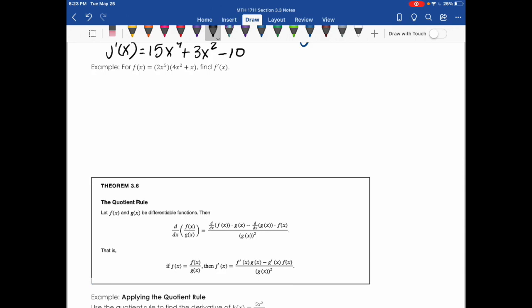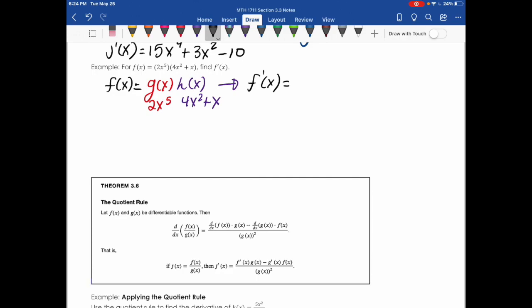Okay, the next example, we have 2x to the 5th times 4x squared plus x. So we have an f of x that is written as the product of 2 other functions. So we'll say g of x is the 2x to the 5th. And we'll have, let's use h of x as our second function. And we'll call that the 4x squared plus x.